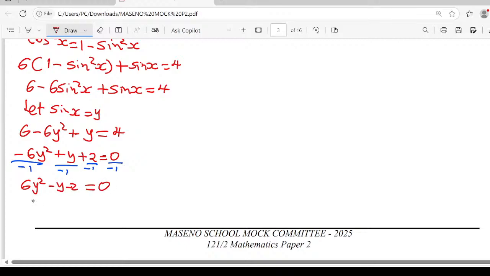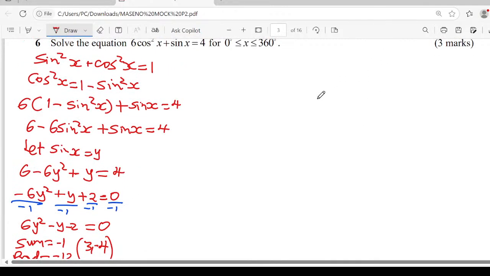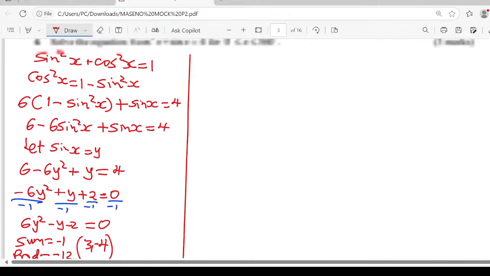being equal to 0. So I'm looking for two numbers whose sum is negative 1, and whose product should give me negative 12. I think the numbers should be 3 and negative 4. 3, negative 4 should be our numbers. Let's proceed. I'm taking you through it step by step, learners.